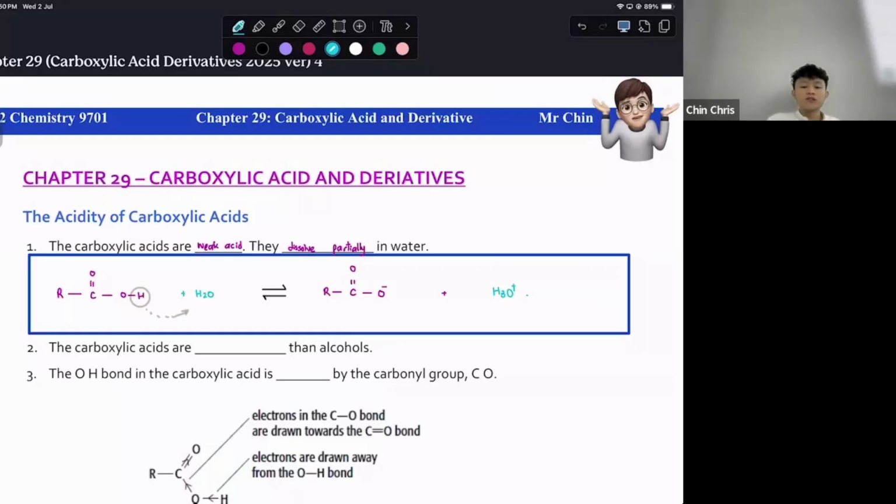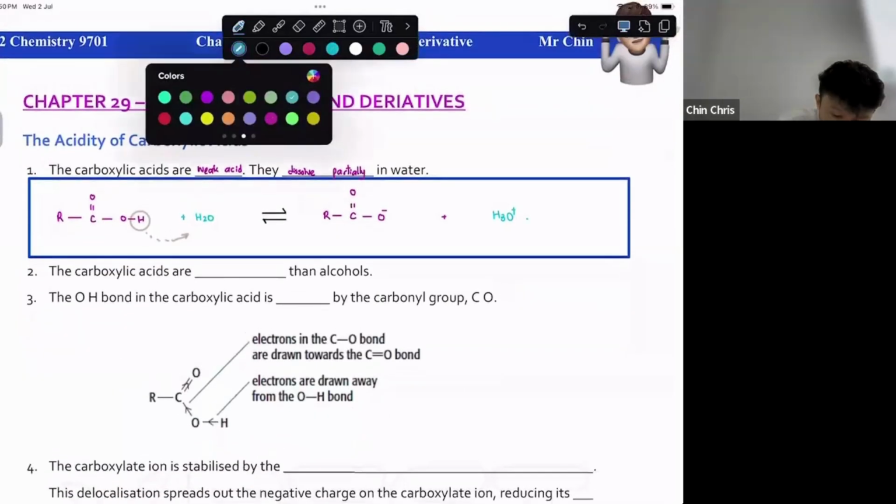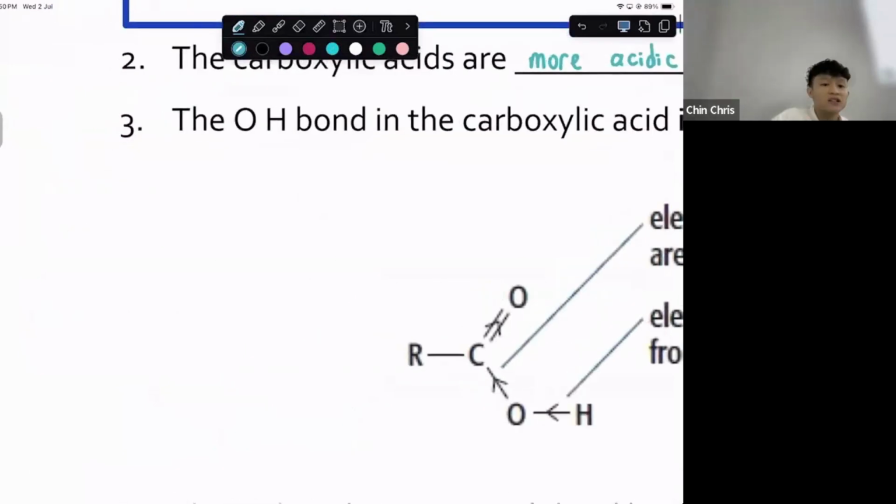Alright, guys, carboxylic acids are more acidic than alcohols. Now let me explain why carboxylic acid is more acidic than alcohol.